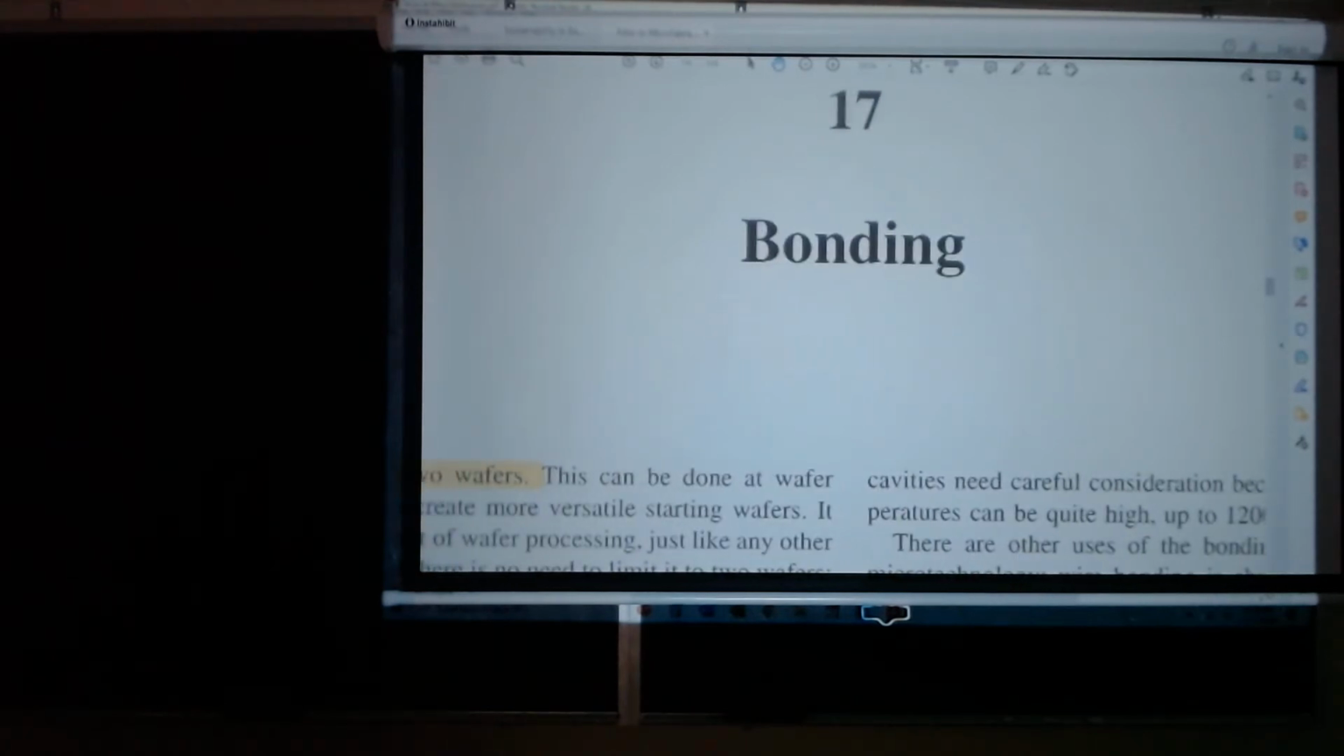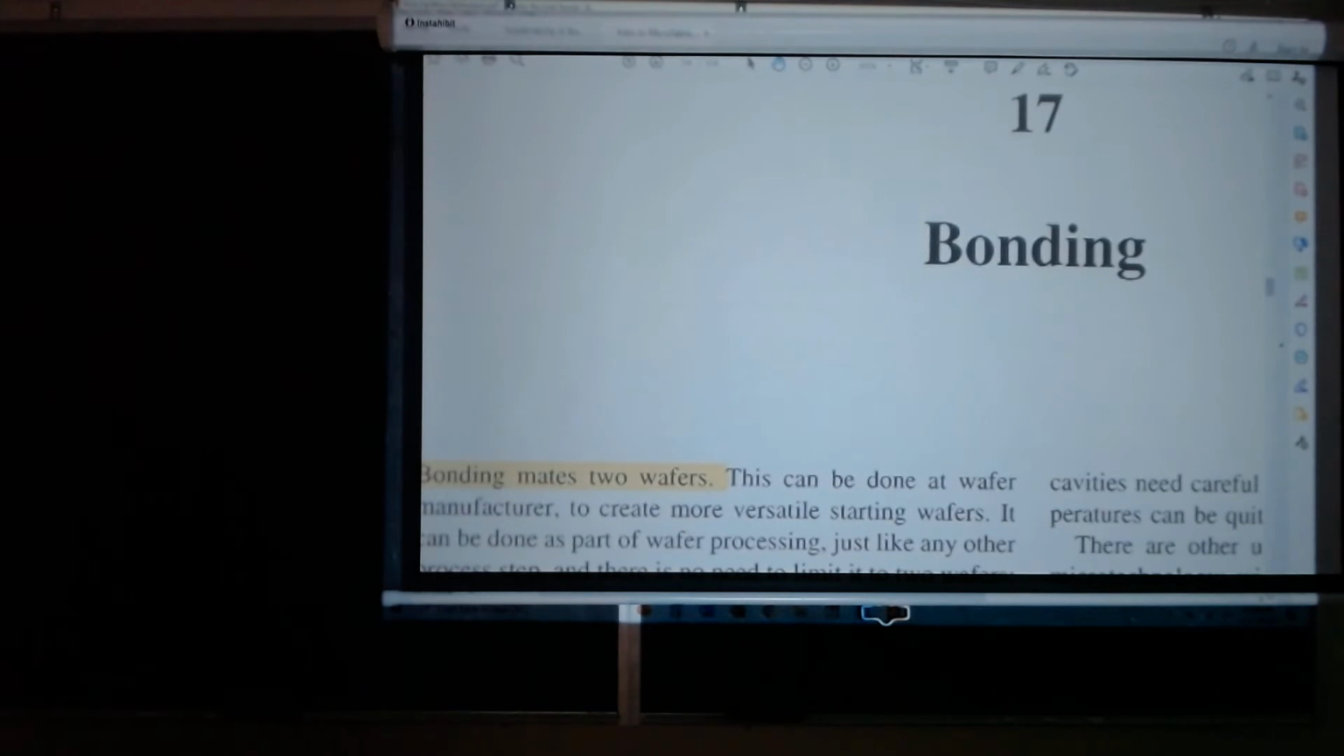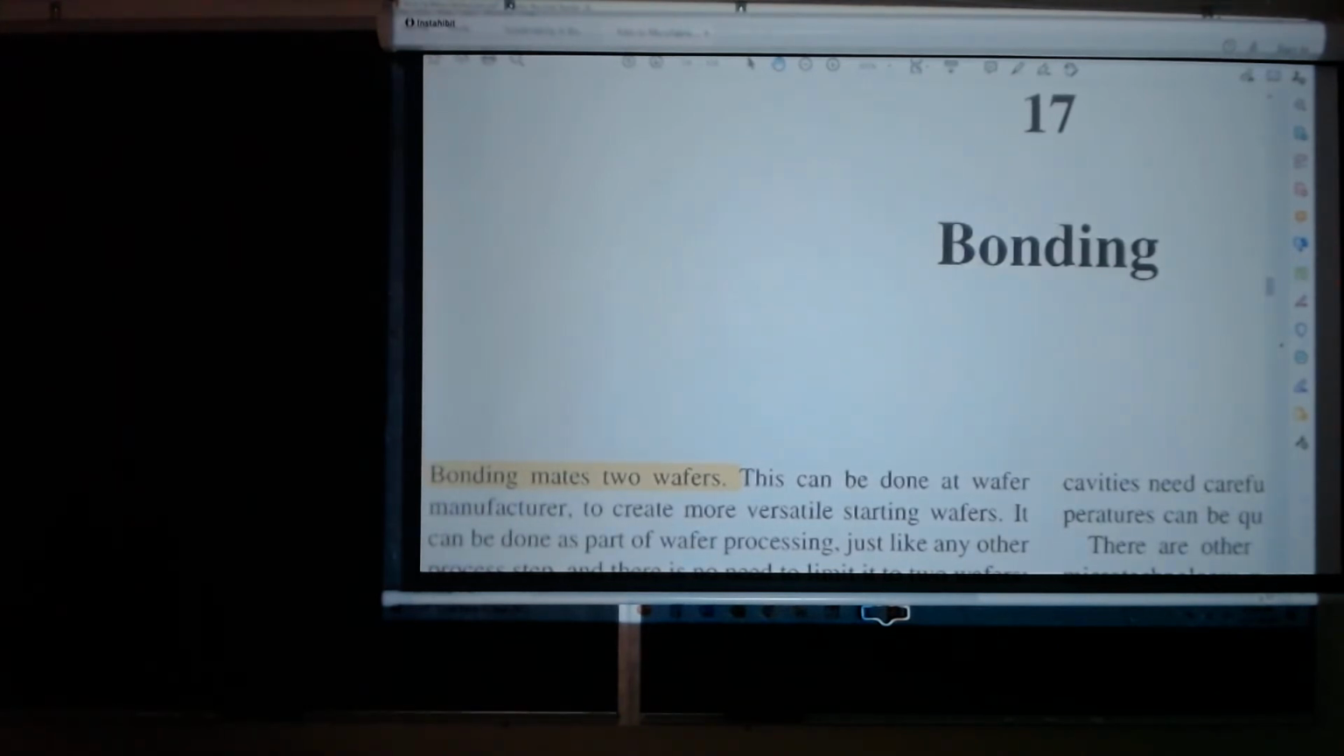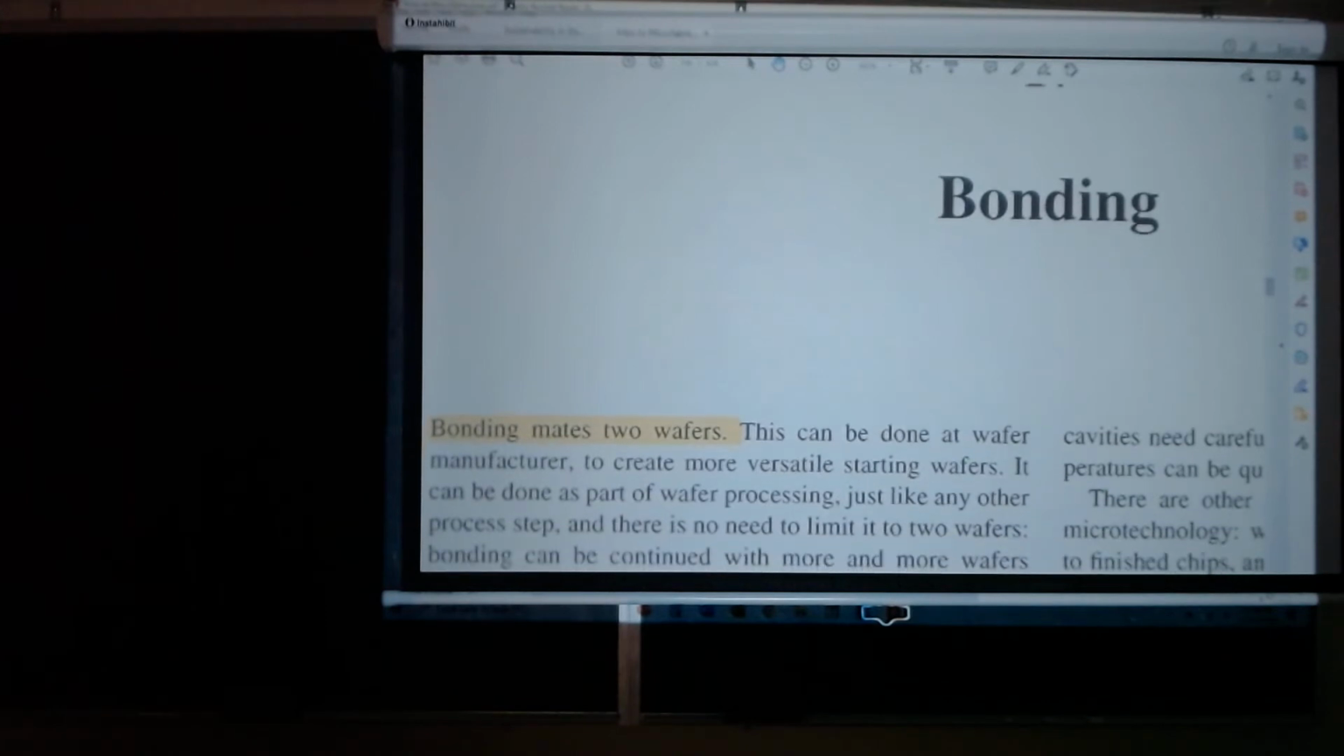So, he states the obvious at the beginning here, which is that bonding mates two wafers. Basically, if you have a situation where, for example, you have two types of semiconductor wafers and they are dissimilar, for example, one may be silicon, another one may be gallium arsenide, and you want to bond them together because you want the assembly of two wafers to have the capabilities of both. And so that's the usual reason why you do it.